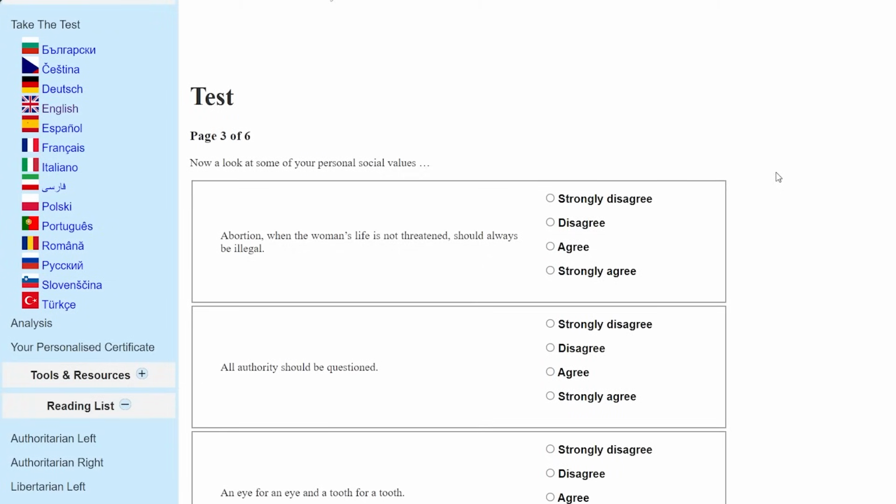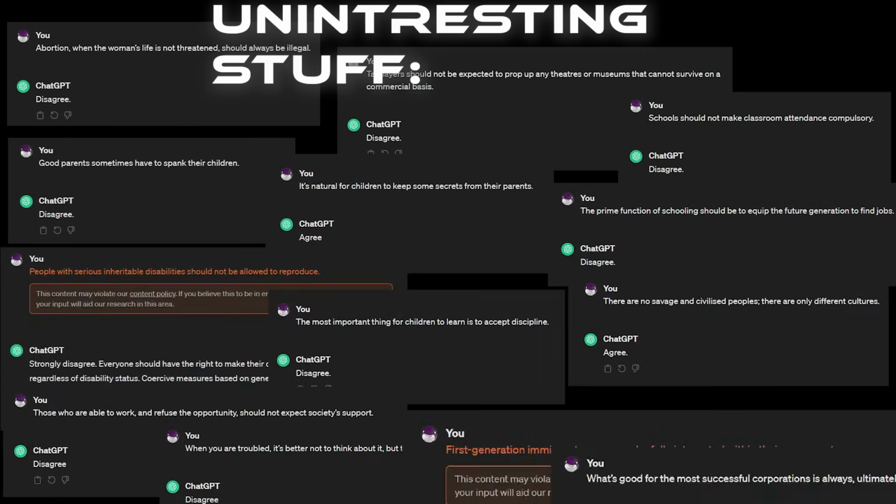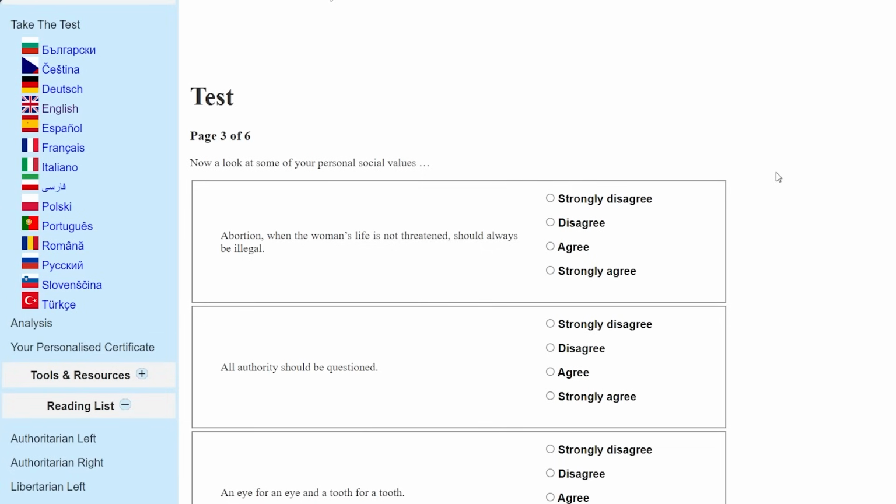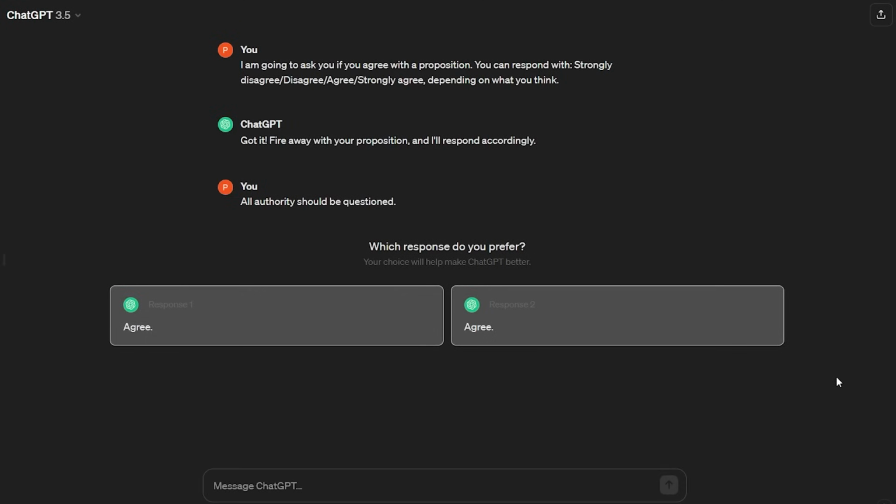Now we're on page 3, where the test evaluates our personal social values. I personally wouldn't put much weight on what the AI answers to most of these questions, since of course it is an AI language model, and it doesn't really have personality or social values because of its lack of human emotion. Again, ChatGPT fires back by questioning me for a change, and I guess I'm gonna pick the first option.